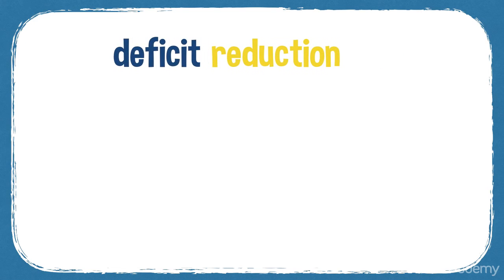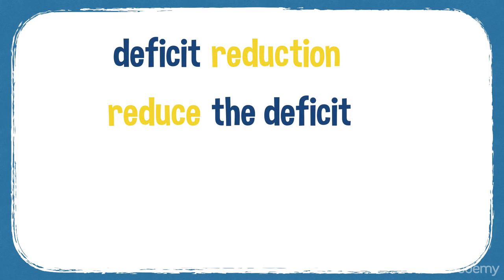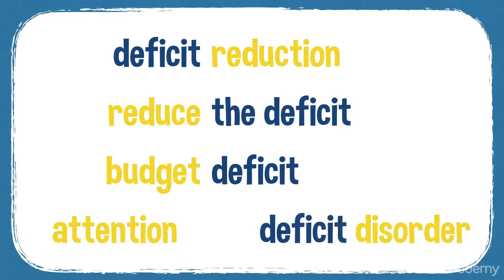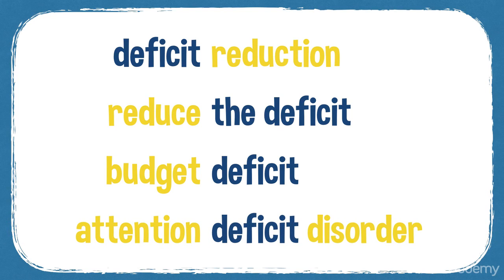We talk about deficit reduction, reduce the deficit, a budget deficit, but also we can use the word deficit more generally. So here's an example of something that some children have in school when they don't have enough attention, when they can't concentrate in class. They have attention deficit disorder. They don't have enough attention. They can't listen to the teacher. They mess around in the classroom. They can't concentrate. Attention deficit disorder, or ADD is often called as well.